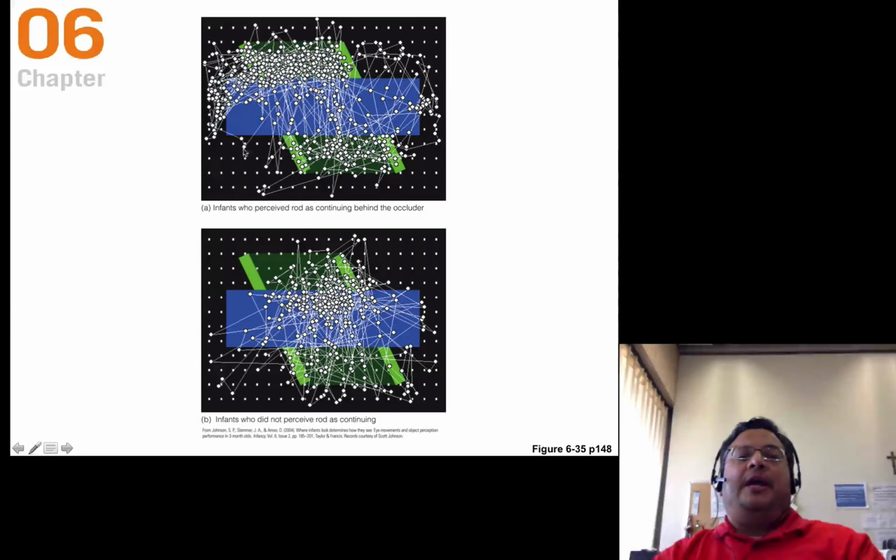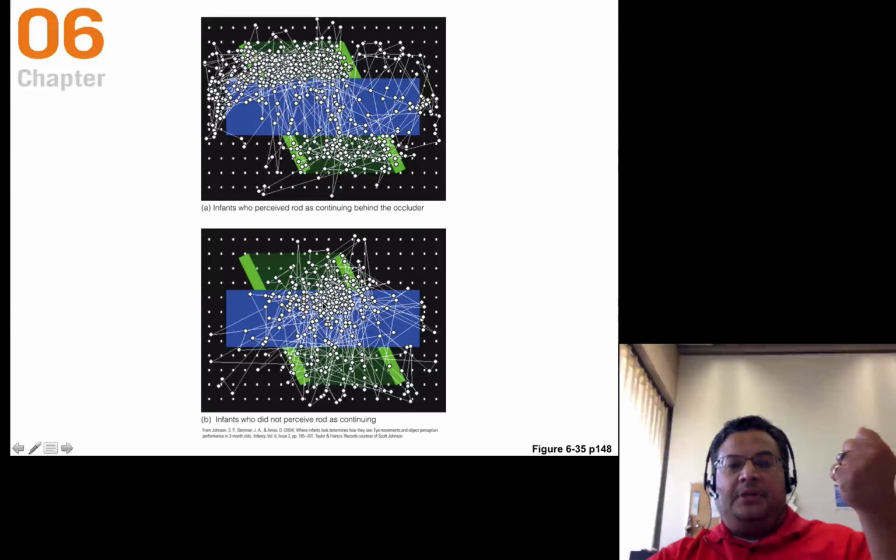And if we track the eyes of each of these two different groups of babies, we find that their eyes are behaving differently. So the babies that perceive the rod as continuing behind the occluder, right, we're looking at up here and up here. They were looking at the two ends of the rods. The babies who perceived the rod as two separate objects were focused entirely here in the middle. So they were only focused here on this, basically on the brick, on the occluder.